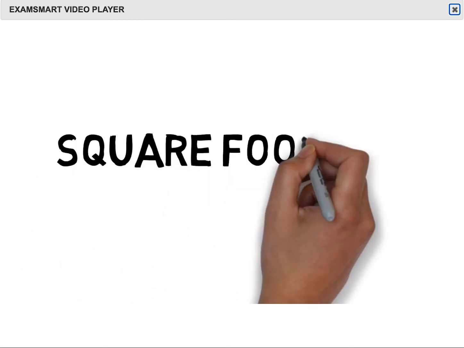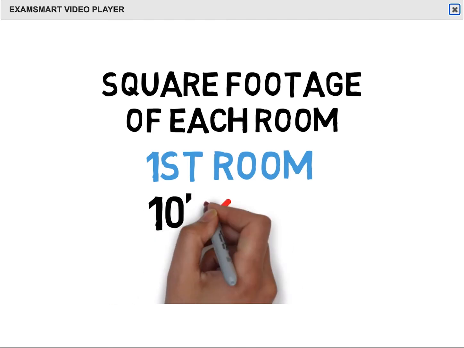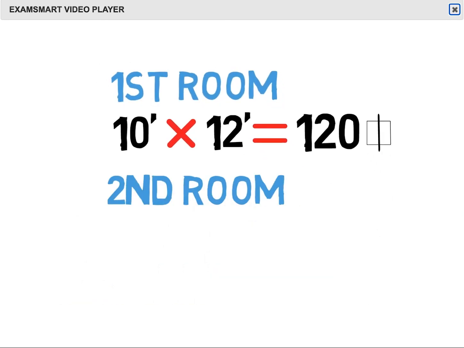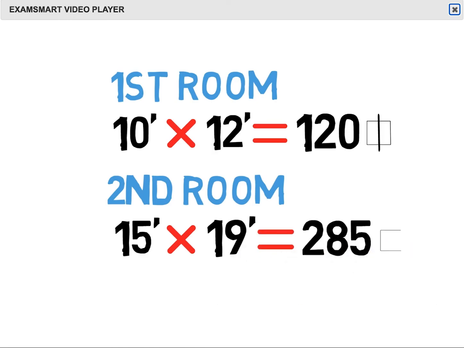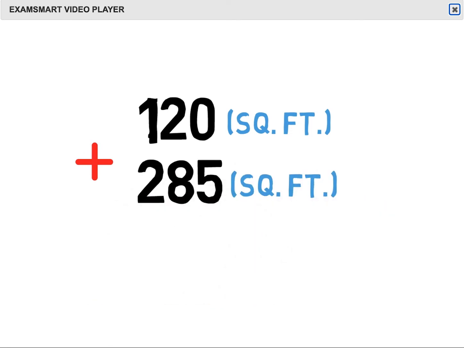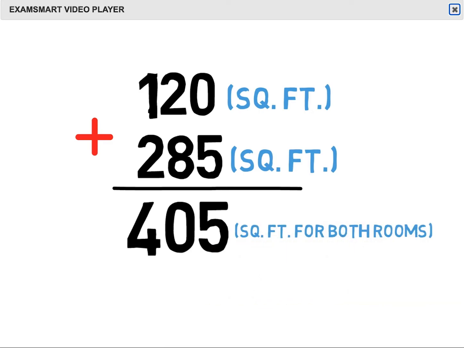Let's first off determine the square footage of each room by taking the length times the width. So for the first room, if we take 10 feet times 12 feet, that will give us a total of 120 square feet. For the second room, if we take 15 feet times 19 feet, that will give us 285 square feet for that room. We then add the 2 room measurements together. 120 feet plus 285 feet is a total of 405 square feet for both rooms.